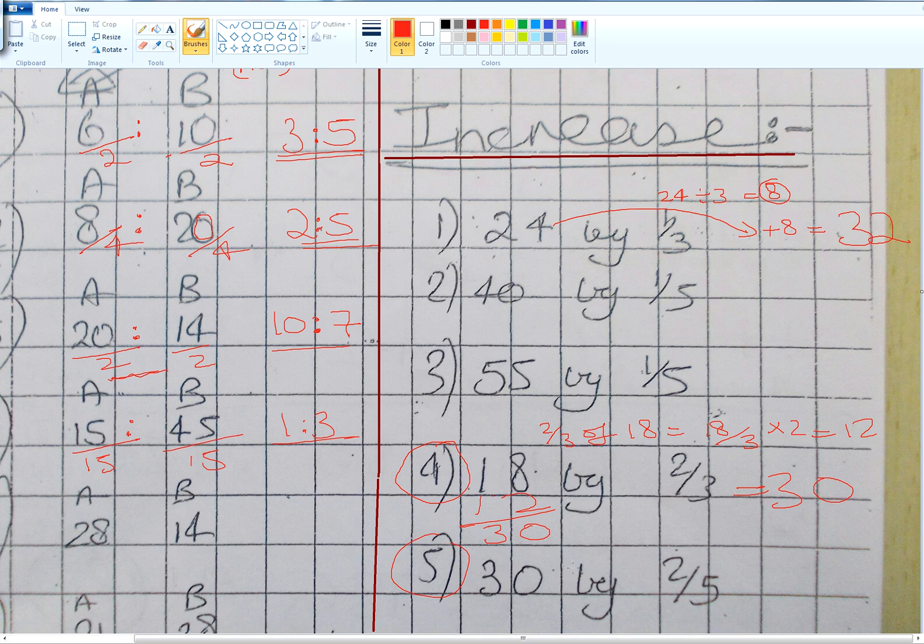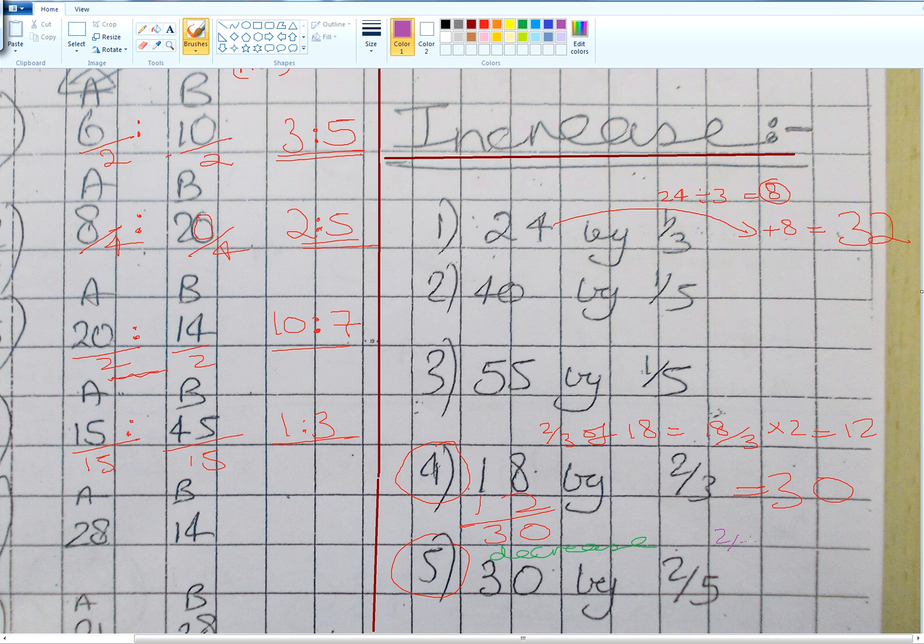So number 5, increase 30 by 2/5. Can we do the same as increase and decrease? Would it be the same method? Yeah, exactly the same method, but just minus instead. Should we do number 5 as a decrease, as I show you how we do decrease? So number 5, we're going to change the wording, and we're going to decrease 30 by 2/5.